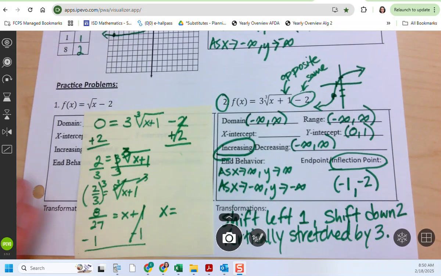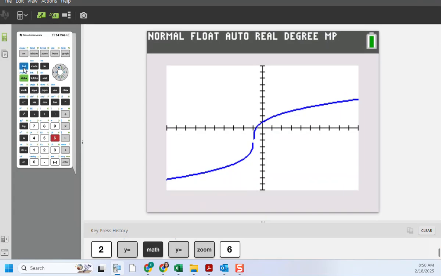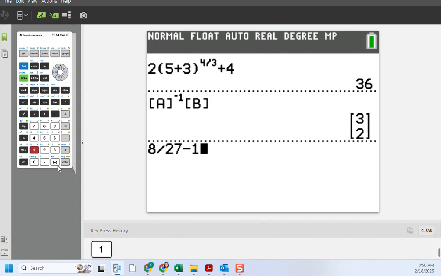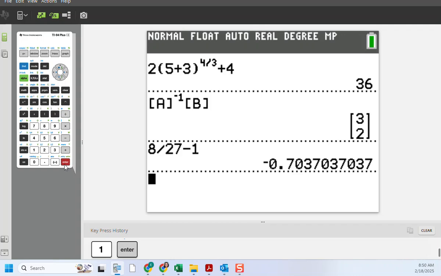All right, those will cancel. And if you want to, you can use your calculator to do 8 over 27 minus 1, or if you know how to do it in your head, that's good too. I'm going to switch over to the calculator. Second quit gets you out of the graph. 8 over 27. Subtract the 1.